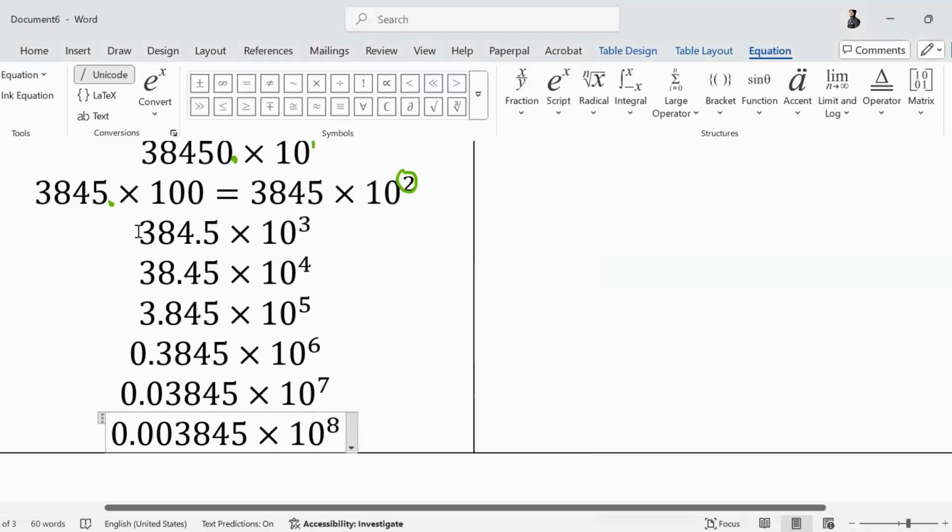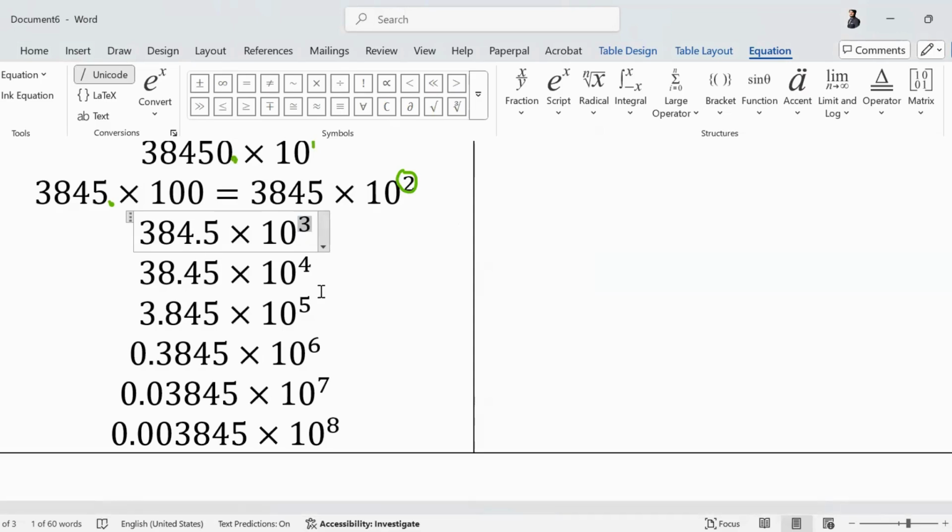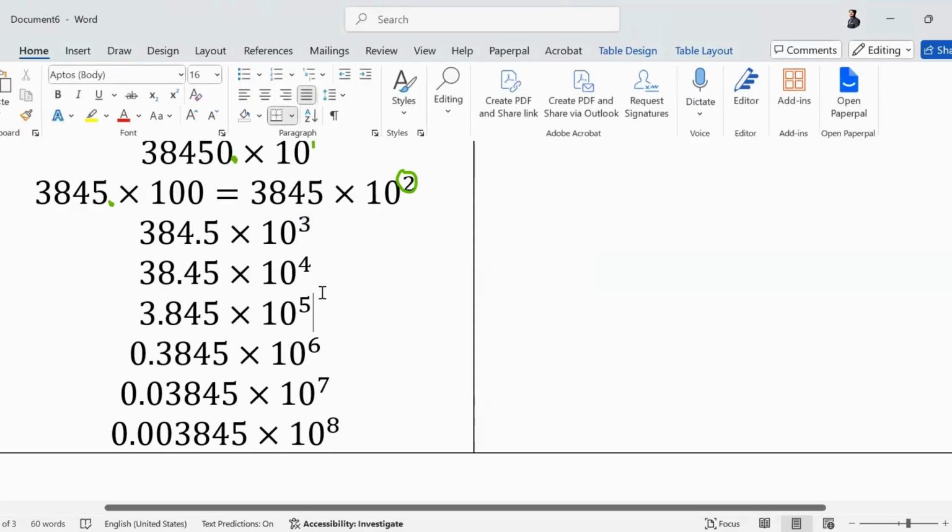The further you move the decimal to the left, the more the power of 10 there is. जितने decimal places आप left move करेंगे उतनी ही 10 की power आपको increase करके लिखनी पड़ेगी, so that the overall value does not change. All these formats, all these forms are right. We can write any of these forms, but what is the standard form or the scientific notation out of all these forms?